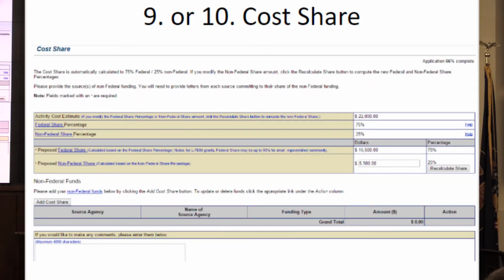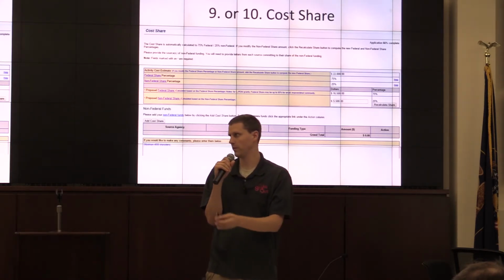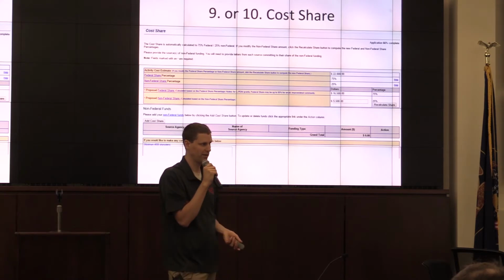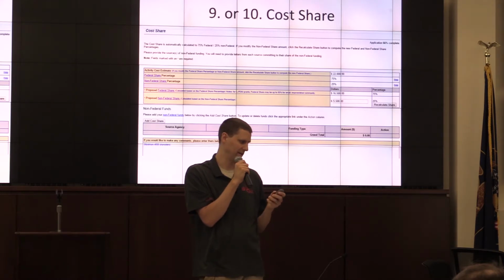So this is the cost share. In order to apply for your grant, you will have to have a match letter from the sub-applicant. So you need a letter stating that we, the city, will provide 25% of the cost, and the funds are available on this date. FEMA needs assurance that the sub-applicant will match the grant, the 25% share. So you need to attach that, the match letter.